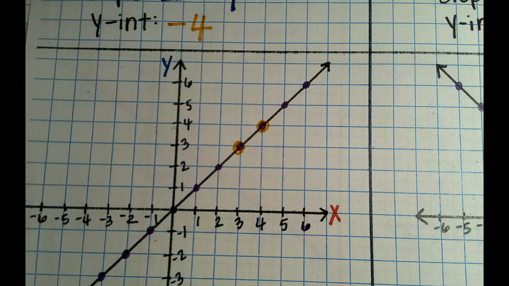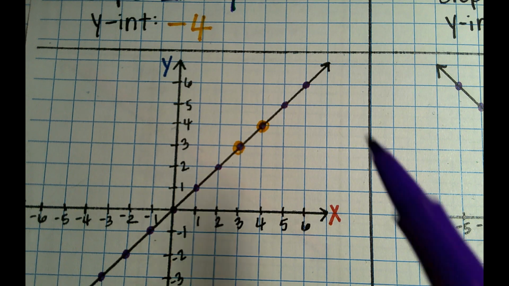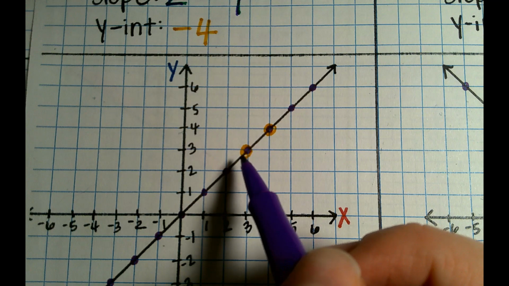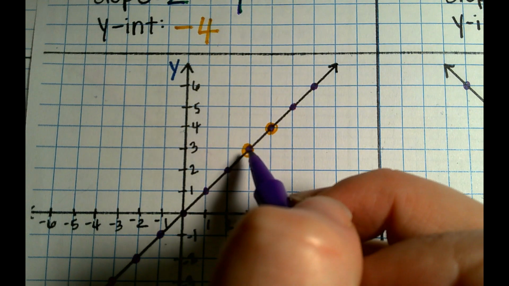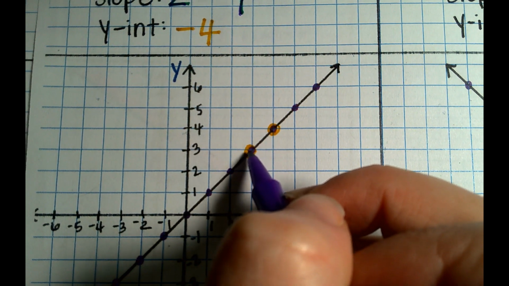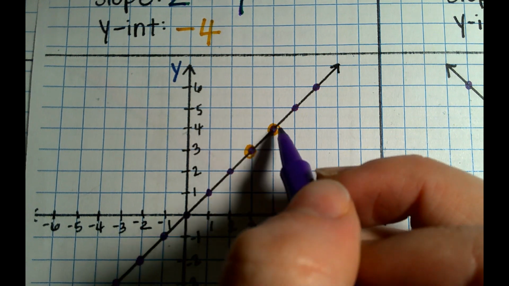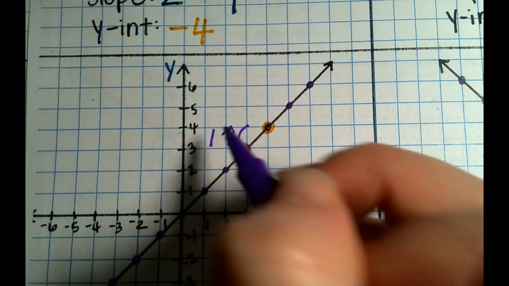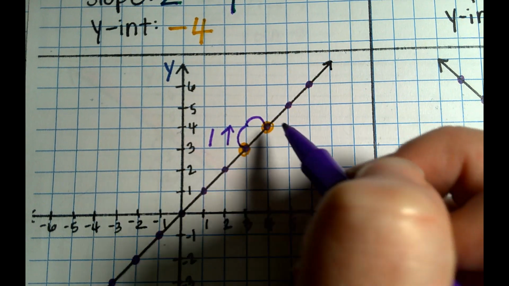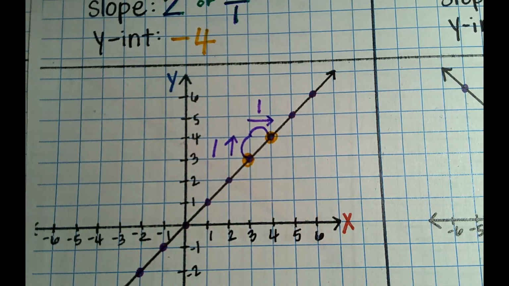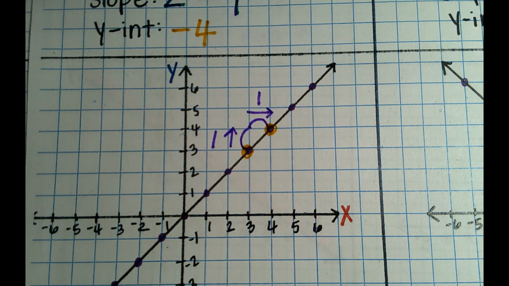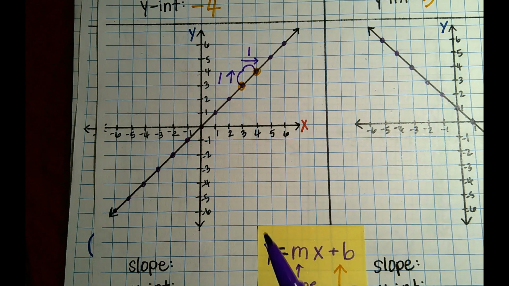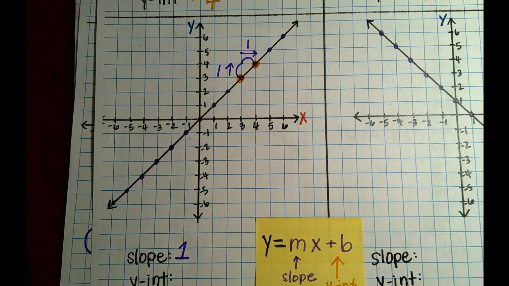what's the slope of this line? Positive. Positive what? 1. How'd you get that? Because each one is up 1 over 1. Yes. So I'm just looking to see where do I go to get from this first point to the second point. I went up 1 and over 1. And we said it's positive, so our slope is positive 1. Perfect.